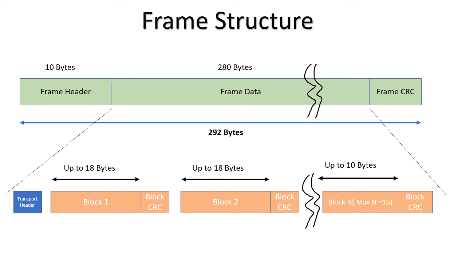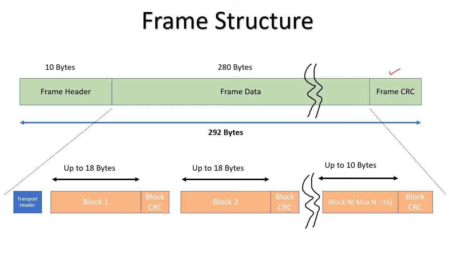So this is the frame structure. As you can see, there can be a total of 292 bytes of data in its message. This is the frame header, which is 10 bytes long, and the data portion is around 280 bytes, and after that there is the frame CRC. There is an option that this whole data can be sent together or it can be broken into blocks, and for each block there is a block CRC and there is a frame CRC also.